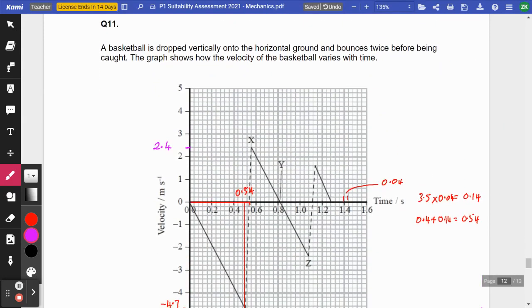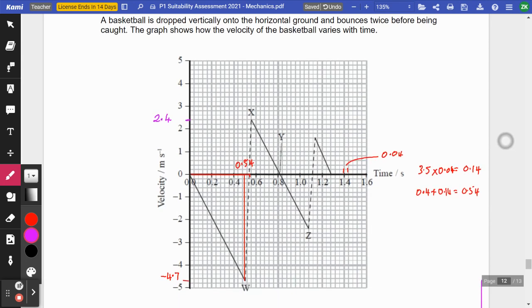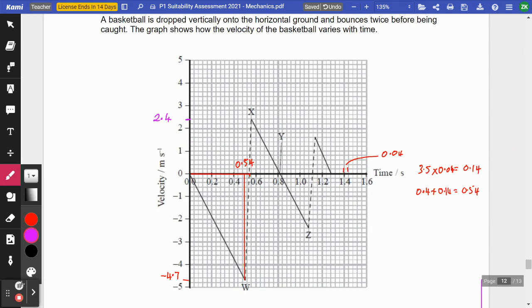Question 11. This is a ball dropped vertically and the ball bounces twice before being caught. The ball bouncing, that's this section here and this section here. The ball being caught, that signifies that the ball's velocity dropped down to zero right at the end.